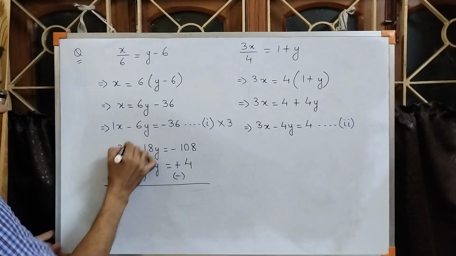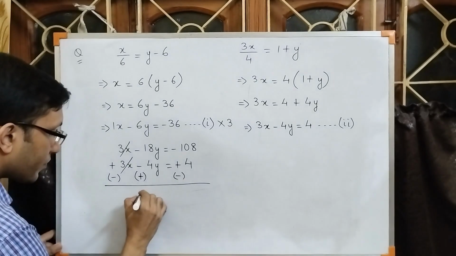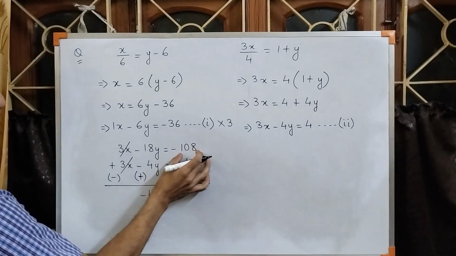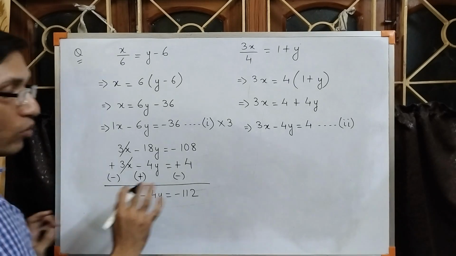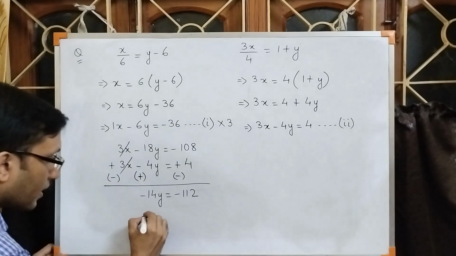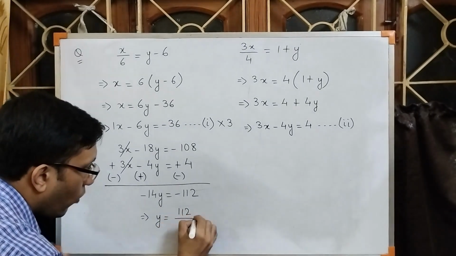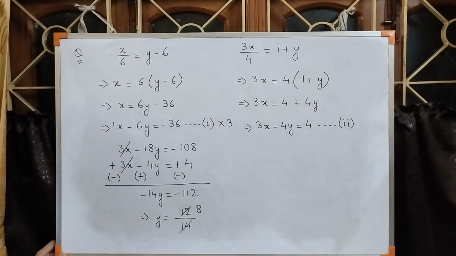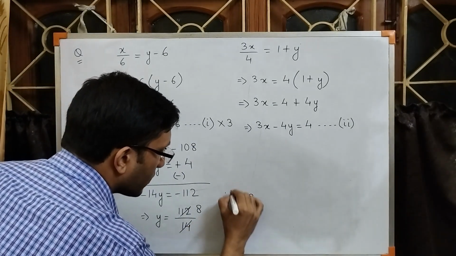So 3x minus 3x cancels. Very good. Minus 18y plus 4y gives us minus 14y. That is equal to minus 108 minus 4, that is minus 112. Negative on both the sides cancel. I told you, please do not show the cancellation. It looks bad. Just neglect it. So y is equal to 112 upon 14. If you cancel with 14, you get 8. So therefore, the final value of y is 8.